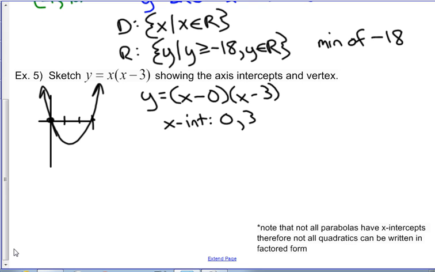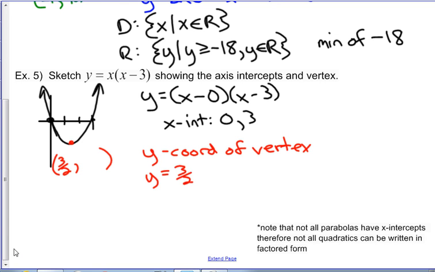Okay, and that means that we've got a vertex halfway in between 0 and 3. We're at 1.5, or 3 over 2. What does that mean in terms of our y-coordinate of the vertex? Just sub in 3 over 2 by 3 over 2 minus 3. Okay, run that through. That would be 3 over 2 by negative 3 over 2, or negative 9 quarters.